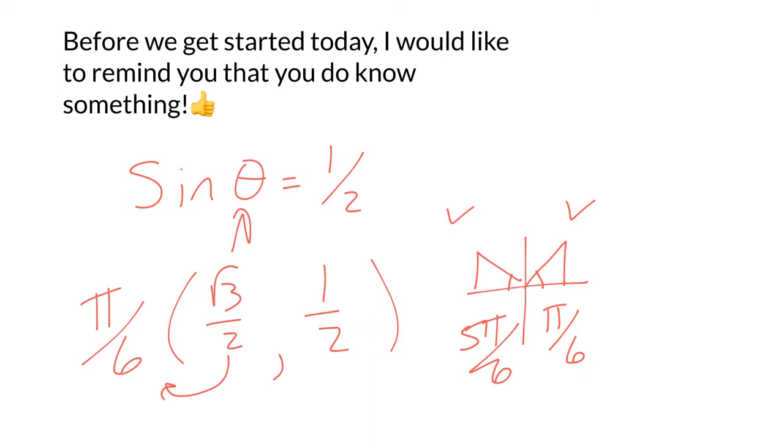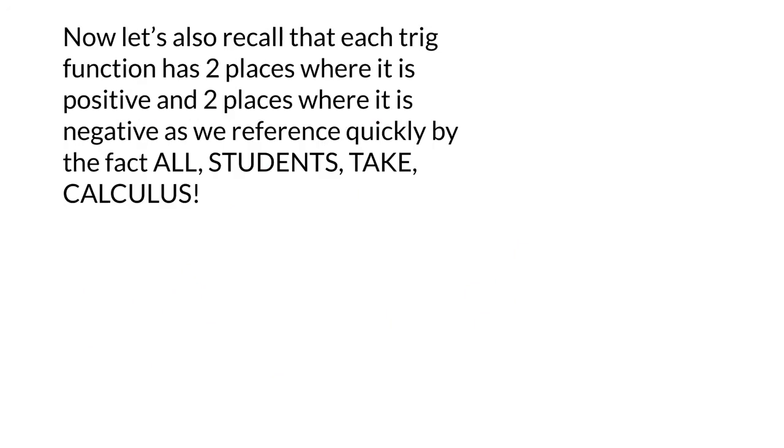And that's great. That's all the old information that you know, and we're going to apply some of that here today. Now, just as a reminder, you also know that every trig function is positive in 2 places and negative in 2 places. Let's take sine, for example. Sine is positive in 1 and 2, but negative in 3 and 4. So we're going to take advantage of that today to accomplish what we want next. Just remember that each trig function is positive in 2 places and negative in 2 places.